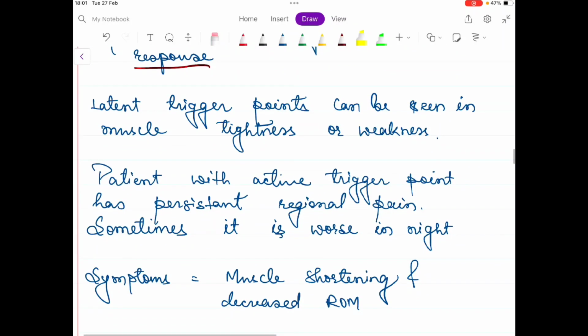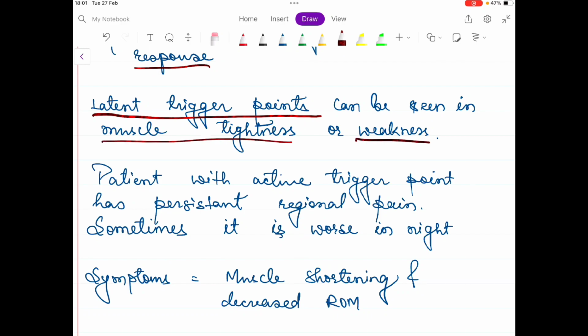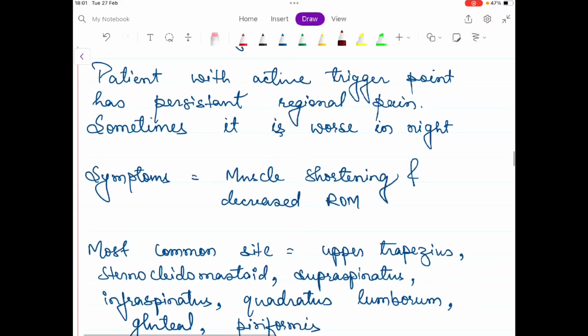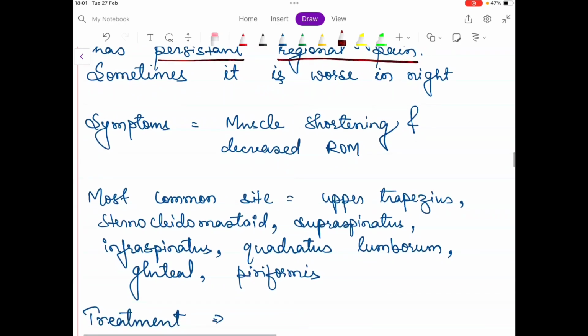Now, latent trigger points can be seen in muscle tightness or muscle weakness. A patient with an active trigger point has persistent regional pain, and sometimes it is worse at night. Symptoms involve muscle shortening and decreased range of motion.